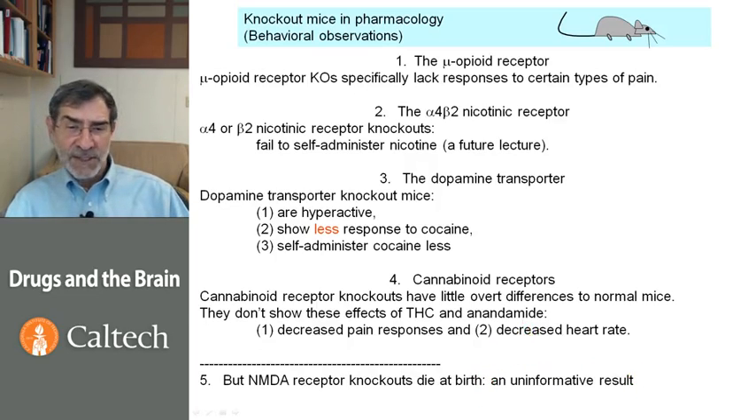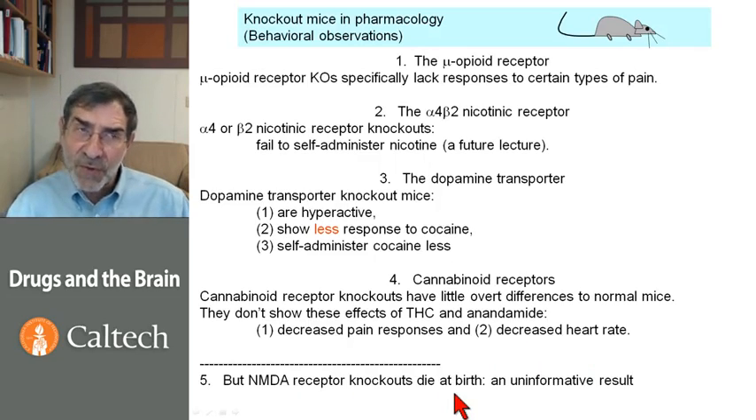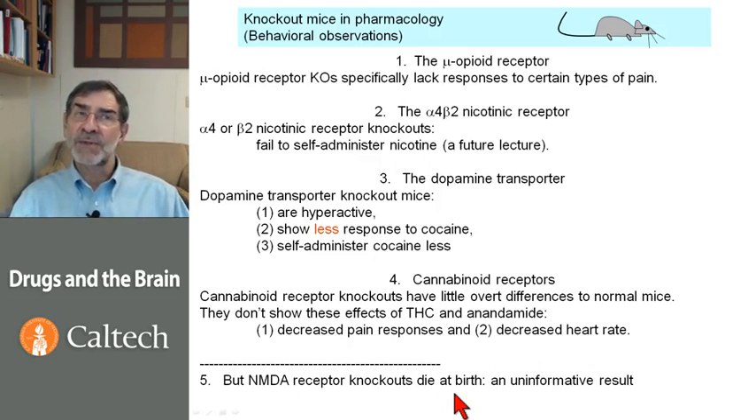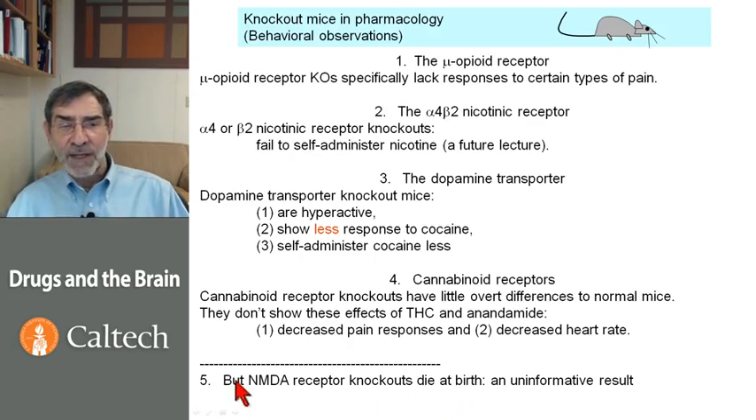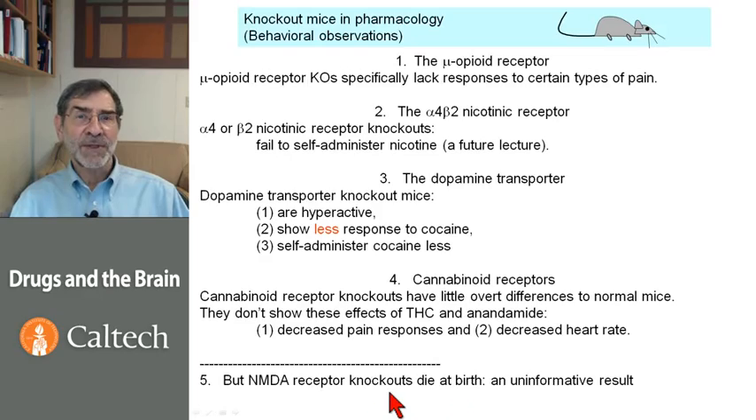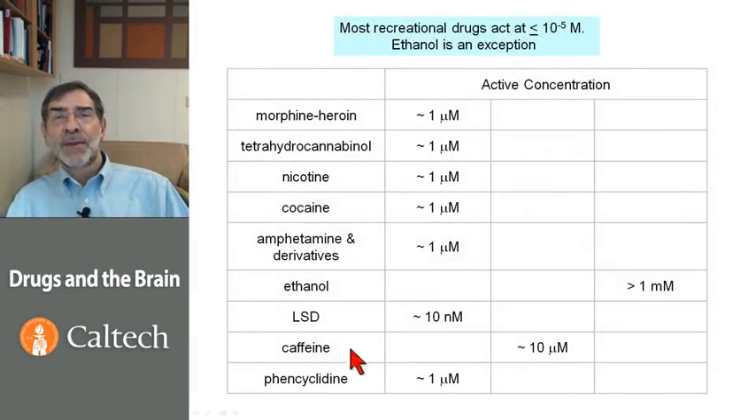On the other hand, some knockout experiments are uninformative. For instance, knockouts for NMDA receptors die at birth. So in order to understand NMDA receptors, it is necessary to make a special kind of knock-in called a conditional knock-in that lacks the NMDA receptor in only certain neuronal cell types. We won't go into that.